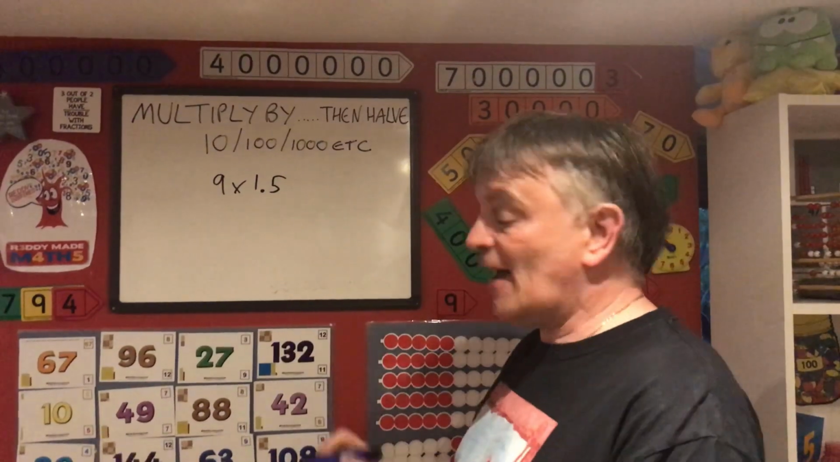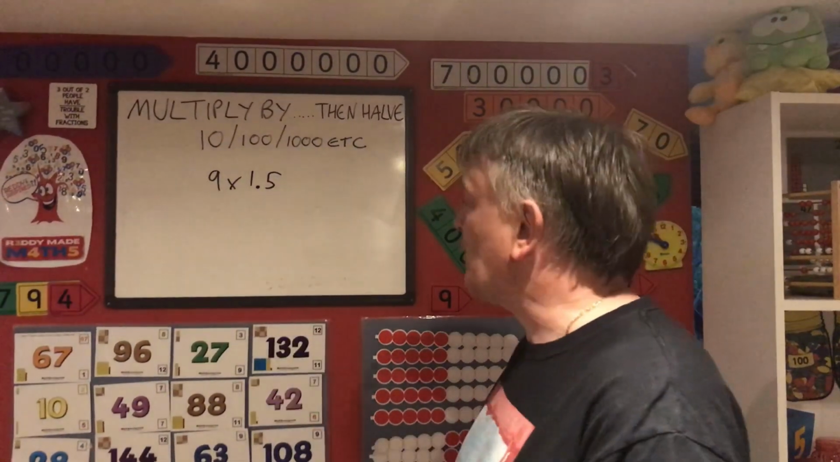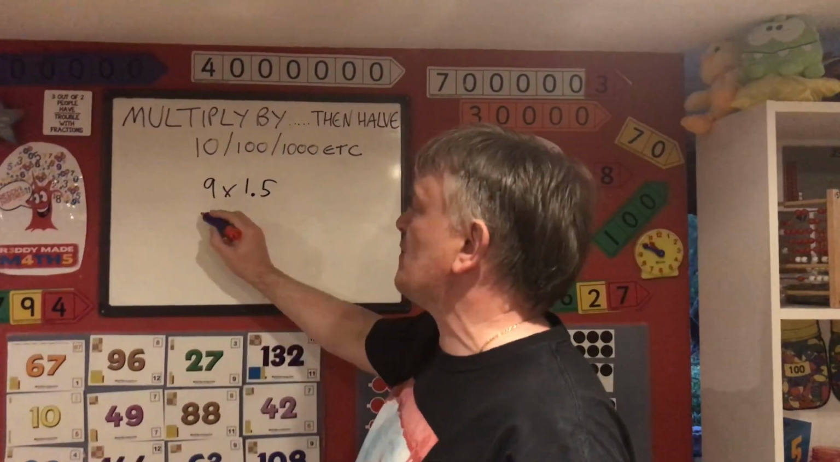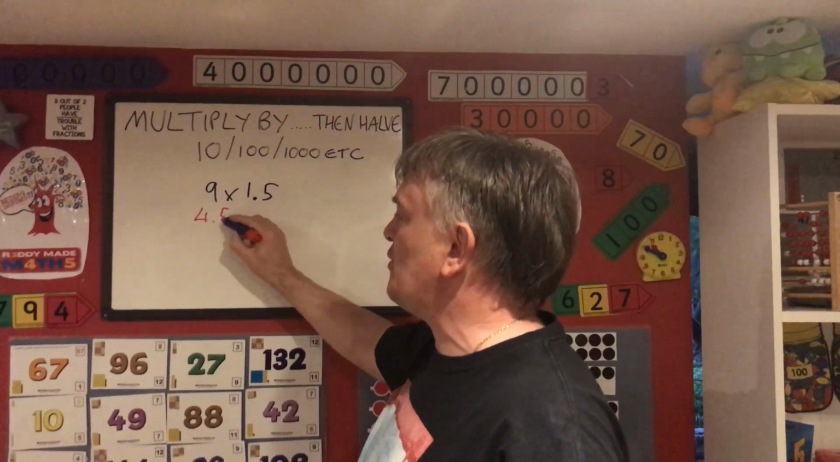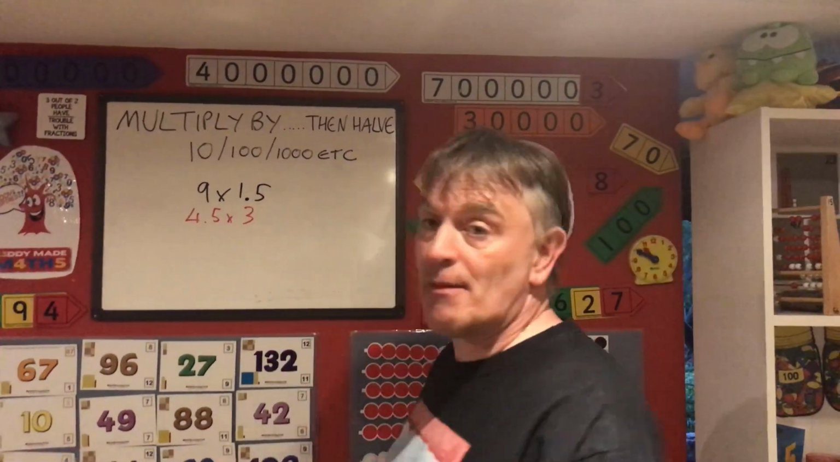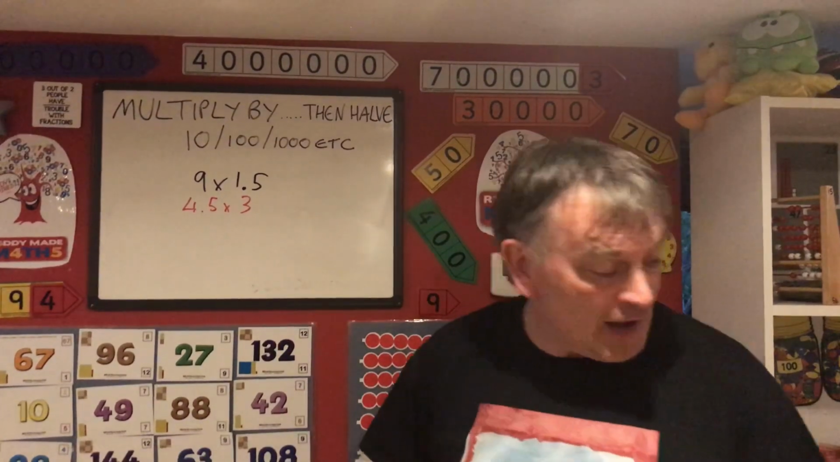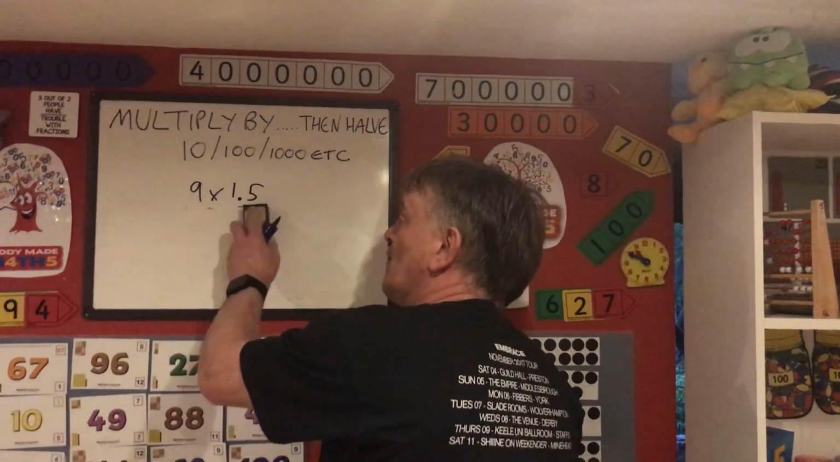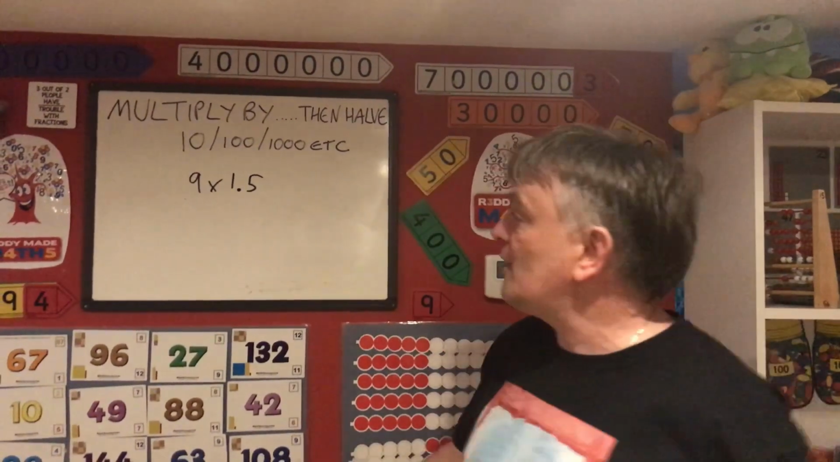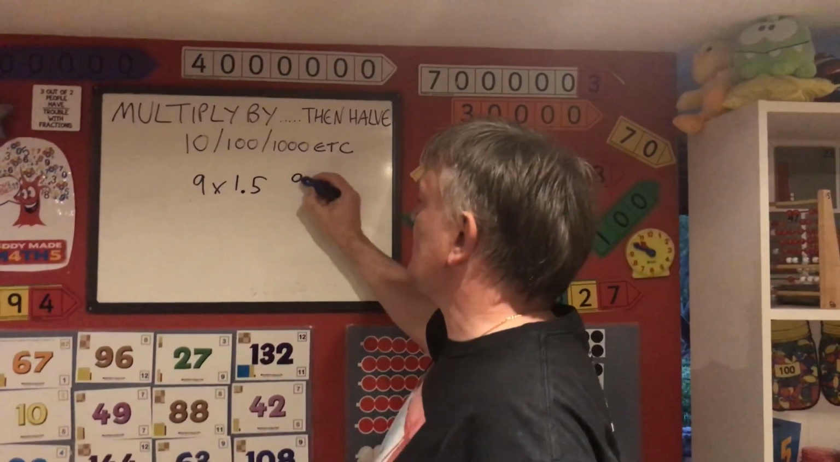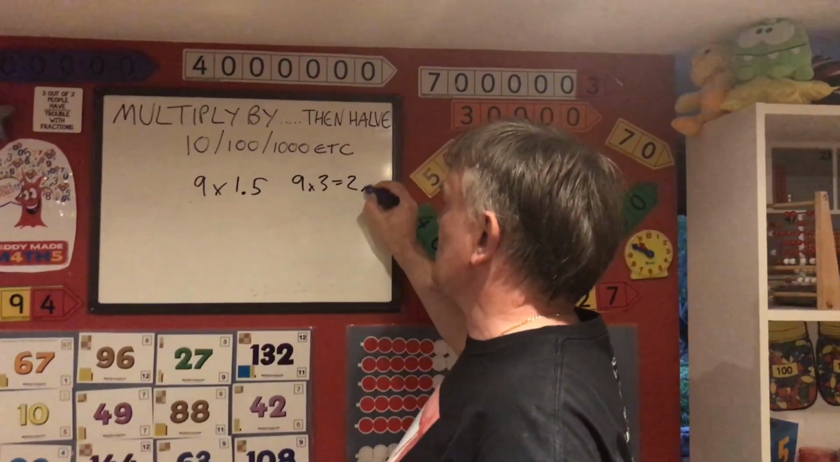9 times 1.5. Again, if we tried to manipulate the calculation trick from the previous video, we'd double and halve and end up with 4.5 multiplied by 3, which is not really any difference. But what we can do is think, wait a minute, let's just do 9 multiplied by 3. Fantastic. 9 times 3 equals 27.